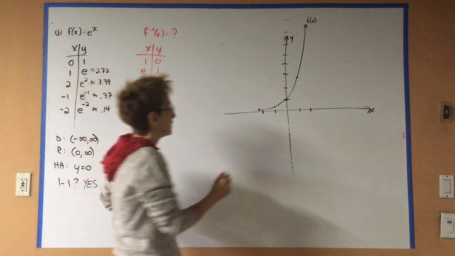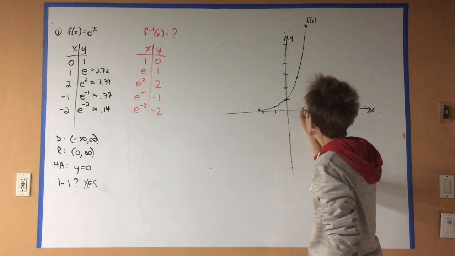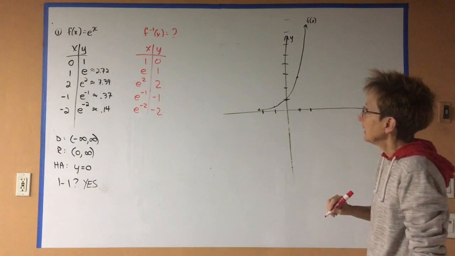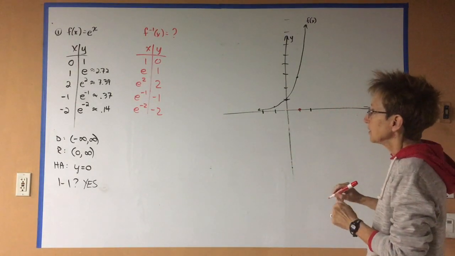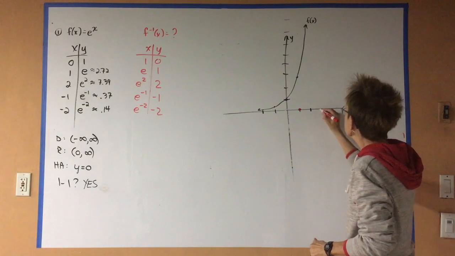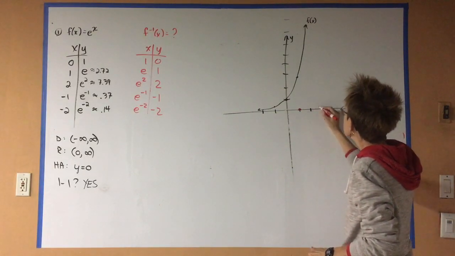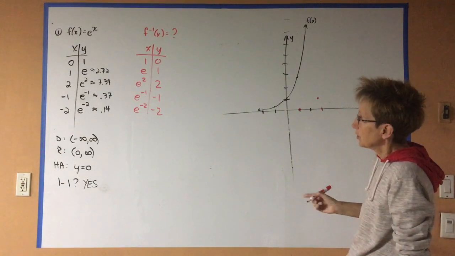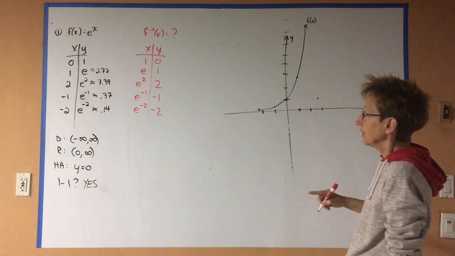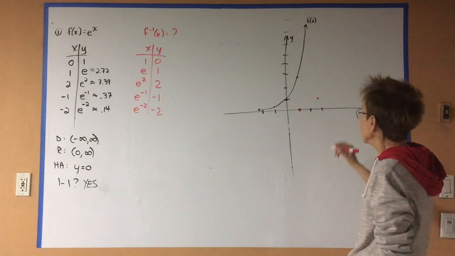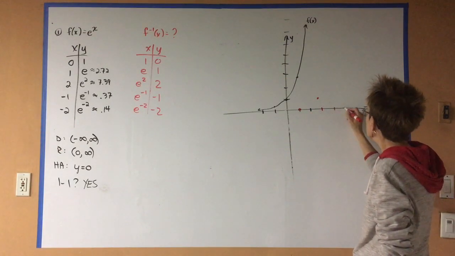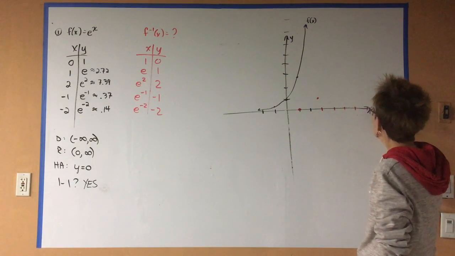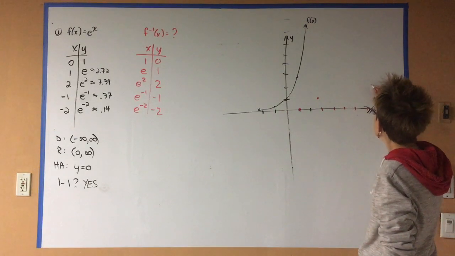So I've got 1, 0. 1, 0 is right there. And then I've got e, 1, which is approximately 2.71. So 2.71 is right around here. And then I've got e squared, 2, and e squared is approximately 7.39. So 7.4, comma 2, 1, 2, 3, 4, 5, 6, 7.4, 2 right around here.